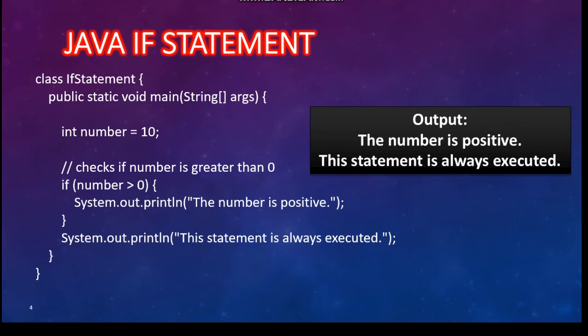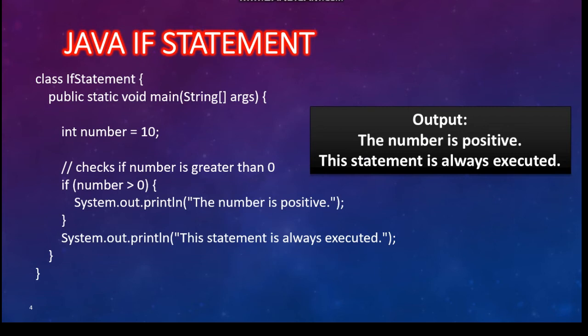For this you need the syntax, that is System.out.println("The number is positive"). If this is true, then the number is positive, else what it has to print? System.out.println: this statement is always executed. So you can see in the output screen the number is positive. This statement is always executed because here we have only one condition, either true or false. So this is true, so the number is printed. This statement is always executed.